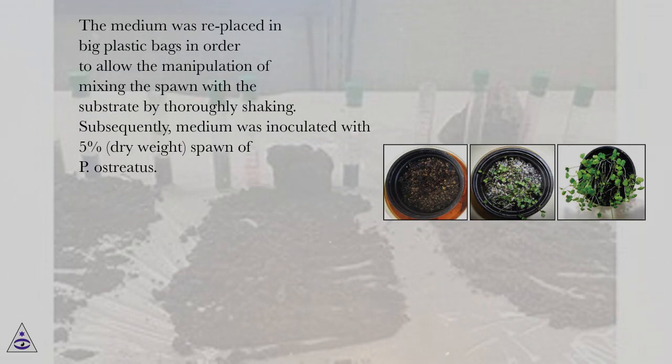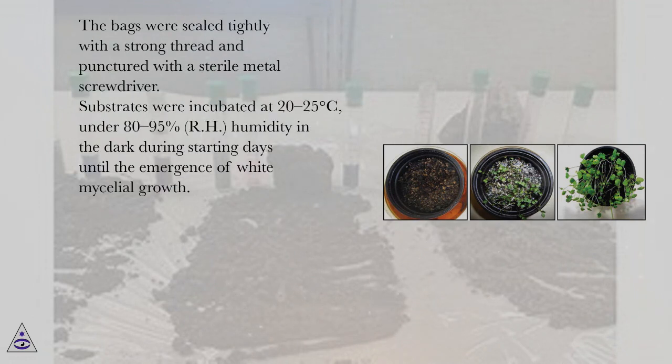The medium was placed in big plastic bags in order to allow the manipulation of mixing the spawn with the substrate by thoroughly shaking. Subsequently, medium was inoculated with 5%, dry weight, spawn of P. ostreatus. The bags were sealed tightly with a strong thread and punctured with a sterile metal screwdriver. Substrates were incubated at 20 to 25 degrees Celsius, under 80 to 95% RH humidity in the dark during starting days until the emergence of white mycelial growth.